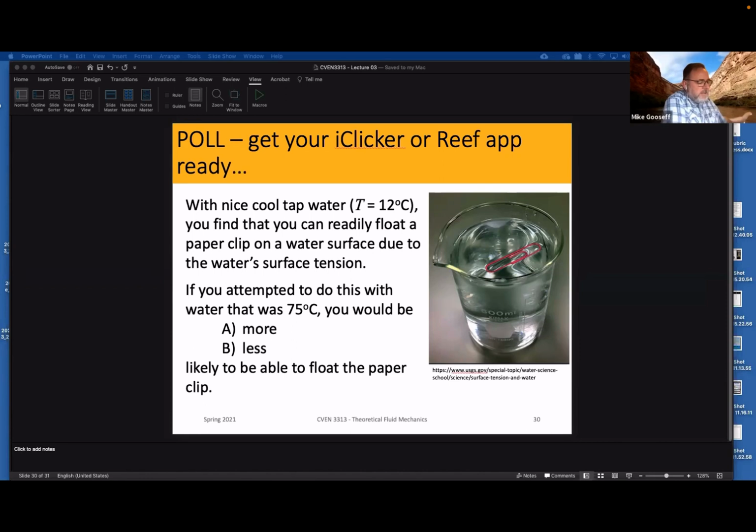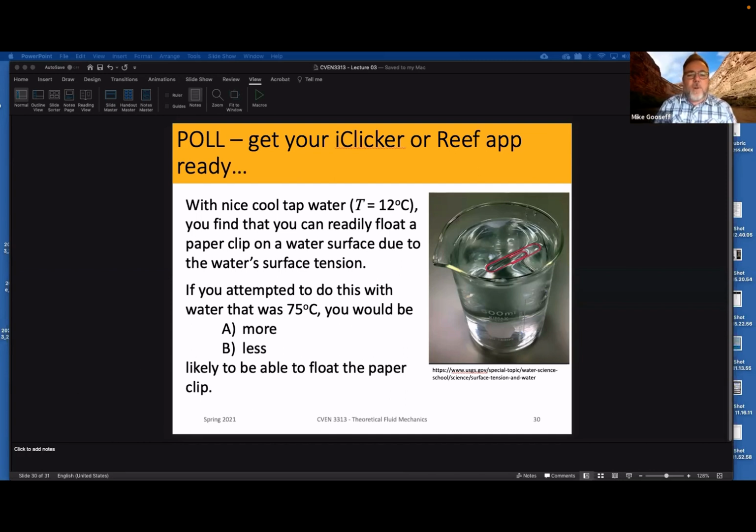Before I do this, let me just check. Where is my surface tension? No, I don't have it. Yeah, I thought we had a table for these, a nice plot. Okay, so what do we get?